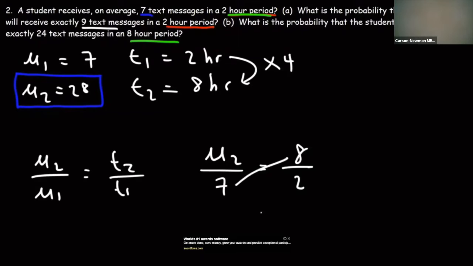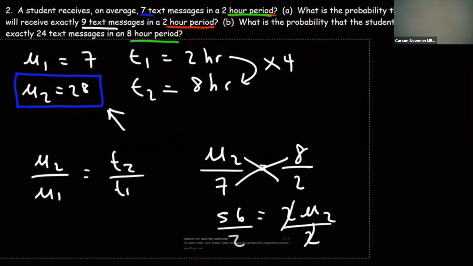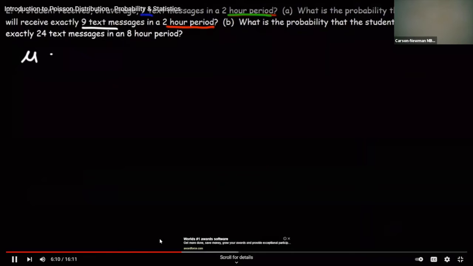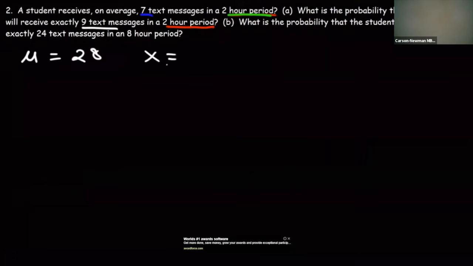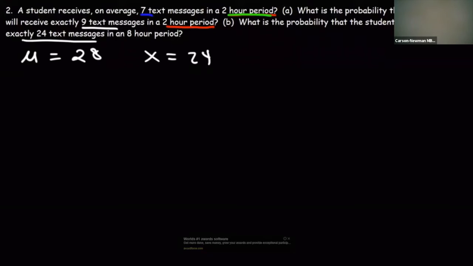So let's cross multiply. 7 times 8 is 56. And this is going to be 2 times mu2. Divide both sides by 2. We get 56 divided by 2, which is 28. Now let's rewrite what we know. So mu, we can see that it's 28, and x has to be 24. We want to calculate the probability that the student will receive exactly 24 text messages in this 8-hour period. So x is 24.